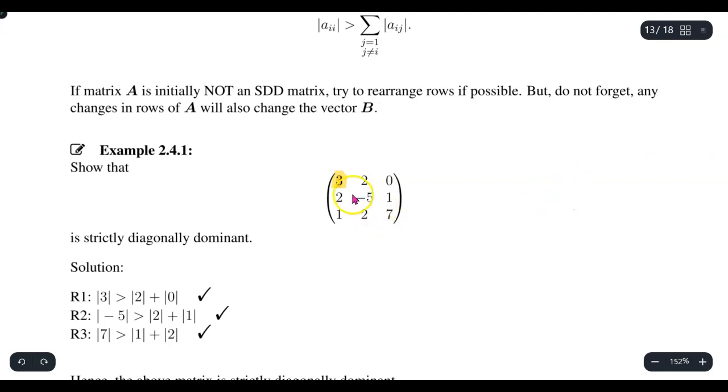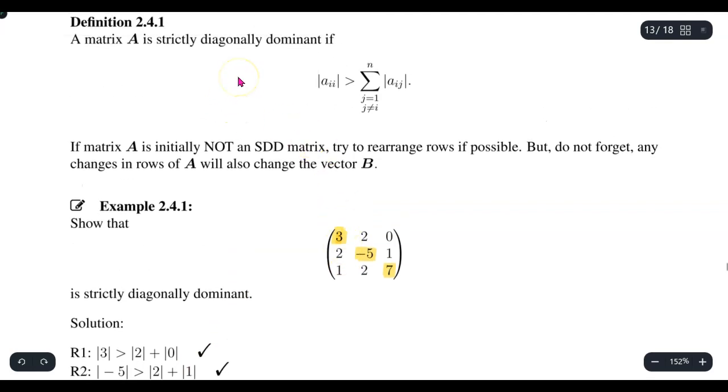For row number 2, the diagonal element a22 is negative 5, so we take the absolute value, 5. Is it greater than the summation of 2 and 1 in terms of absolute value? 5 is greater than 3, so row number 2 is fine. Lastly, for row number 3, the diagonal element is 7. Is 7 greater than the summation of 1 and 2? 7 is greater than 3, so the condition is satisfied. The given matrix is an SDD matrix. That's how you show that you have a strictly diagonally dominant matrix.